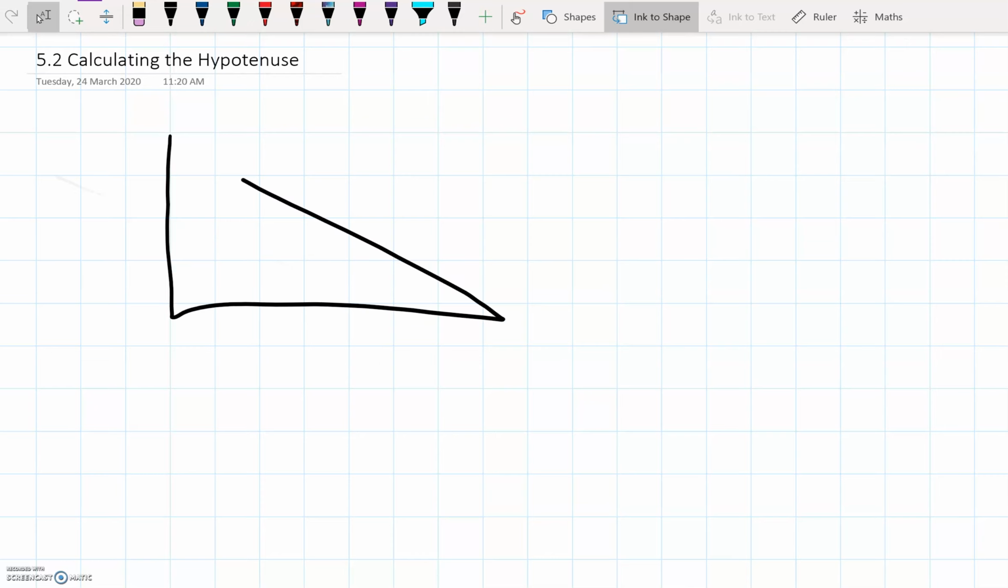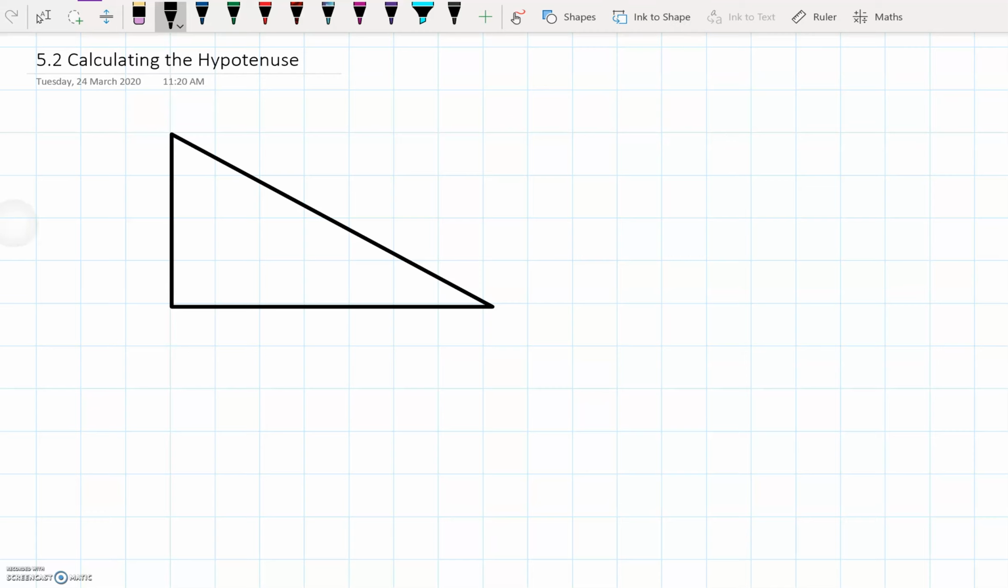Okay, what we're going to look at today is calculating the hypotenuse in a right angled triangle. We talked last lesson about Pythagoras' rule and that firstly it applies only to right angled triangles. So if we're doing this, we always start with a right angled triangle. This is a right angled triangle. You can see that it has a 90-degree angle.